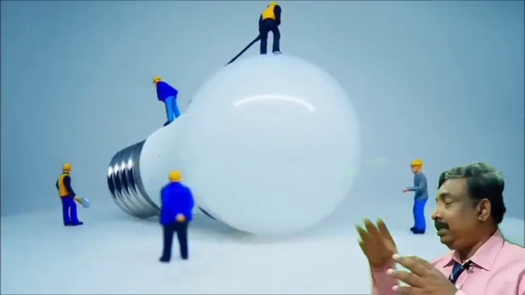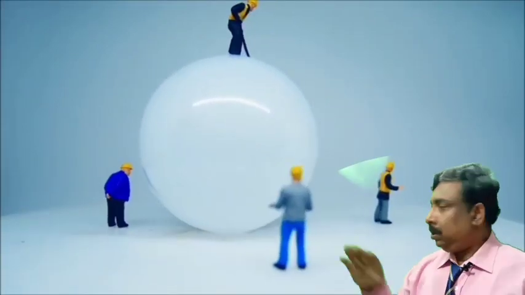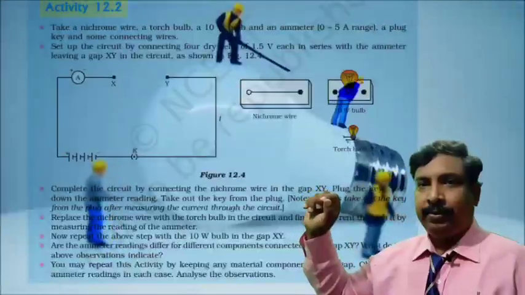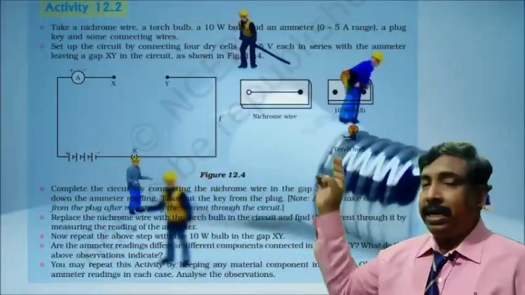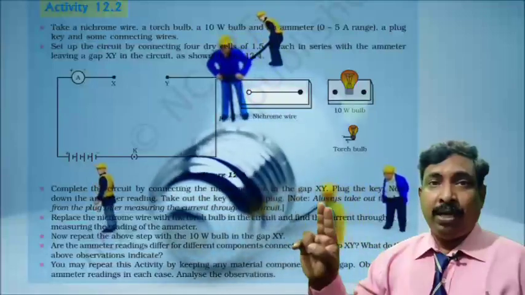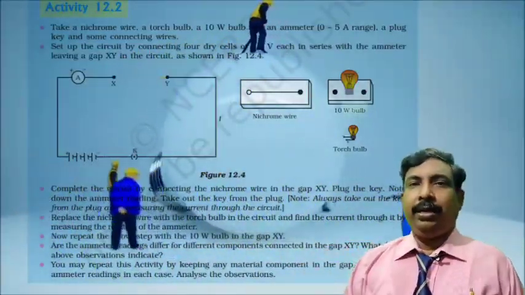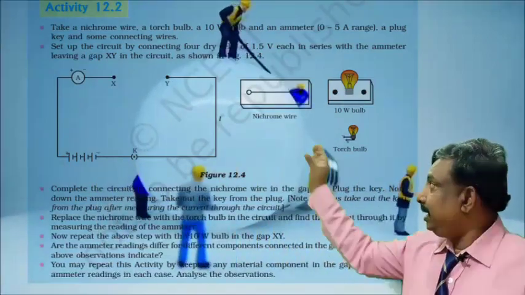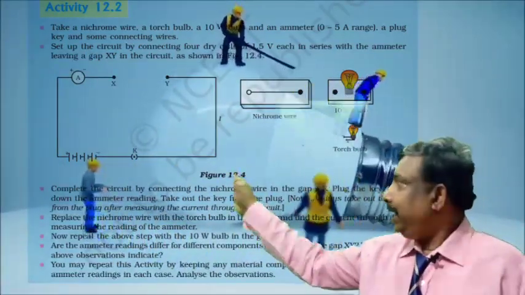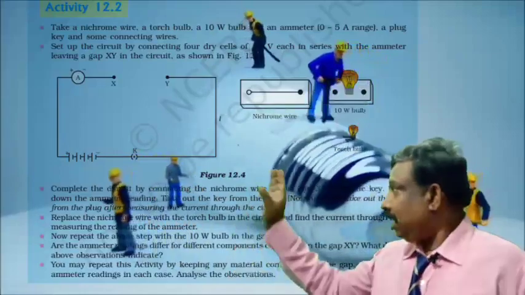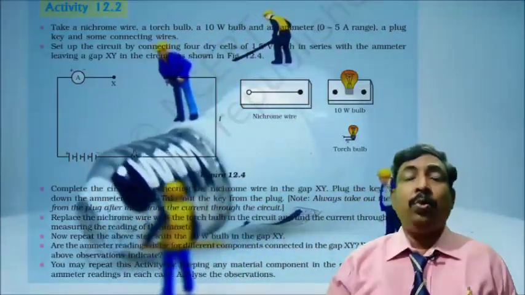So now first I have connected the nichrome wire. I noted down the ammeter reading. Second, I connected the 10 watts bulb. I noted down the current reading. Third, I connected torch bulb. I noted the current reading. So now observe the reading.